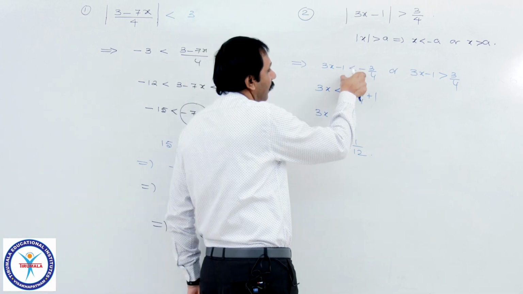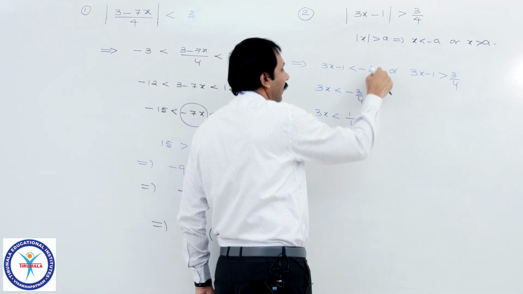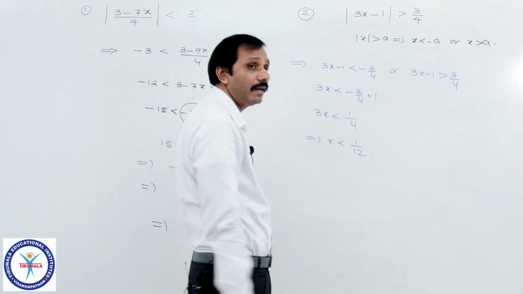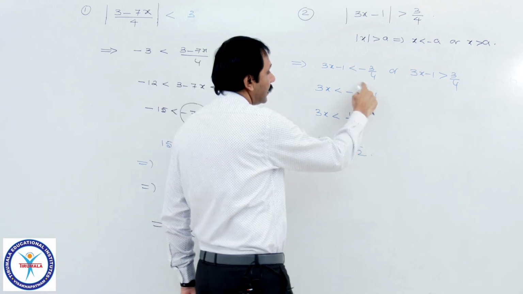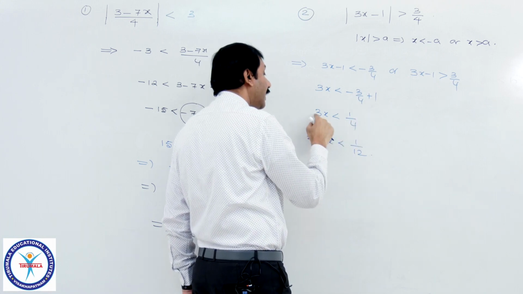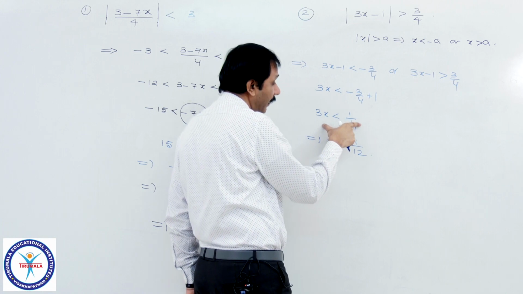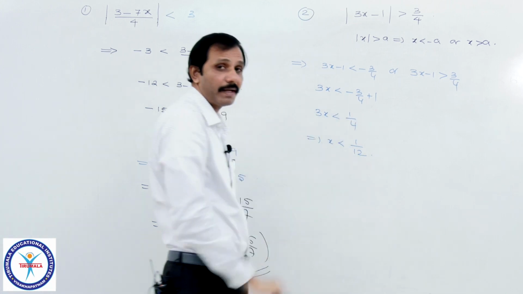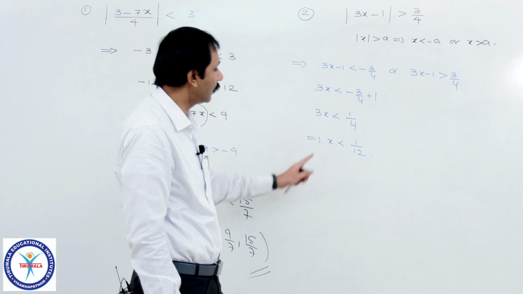Here, I am taking plus 1 on both sides of this inequality. Without affecting the inequality, I can add it. This LCM I have taken, now again 3x less than 1 by 4. I am multiplying with 1 by 3 on both sides, a positive real number, so the inequality will remain the same, therefore x less than 1 by 12. Hope there is no doubt in this.